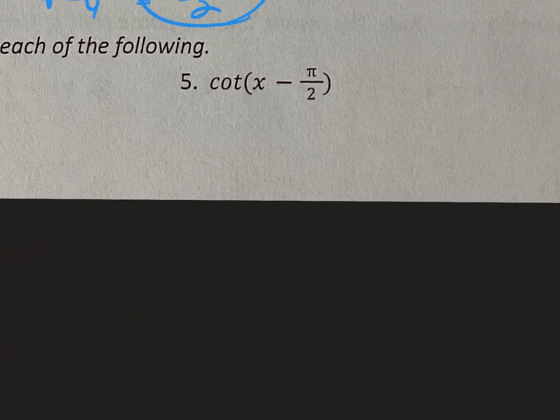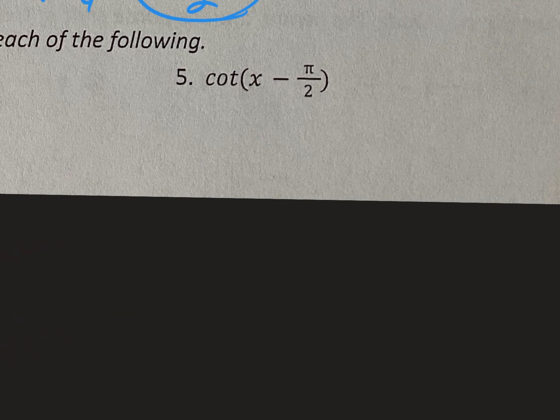And number 5, cotangent of x minus pi over 2. I'm going to do tangent and then put my answer at the end. So I'm going to have tangent of x minus pi over 2. Just going to follow the identity right here. I'm going to do tangent of x minus tangent of pi over 2, over 1 plus tangent x tangent pi over 2.